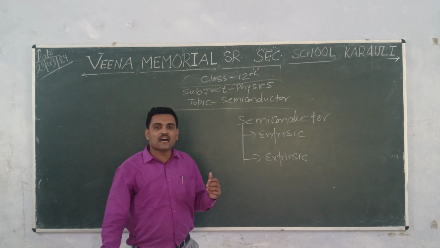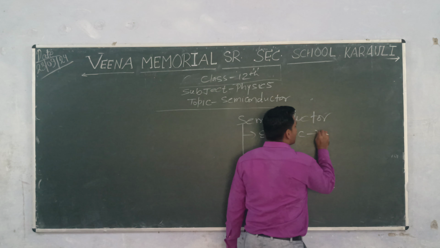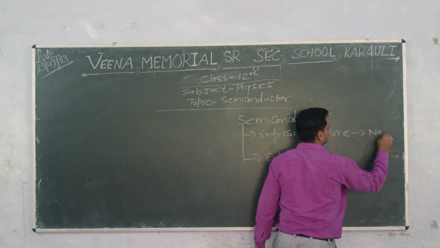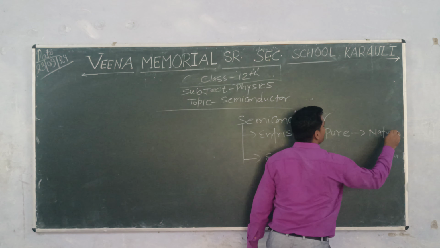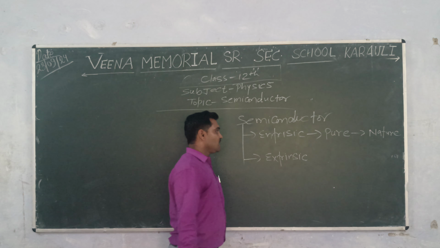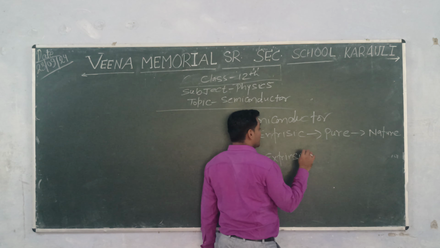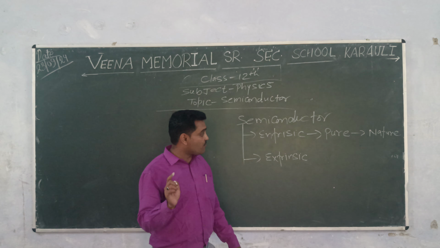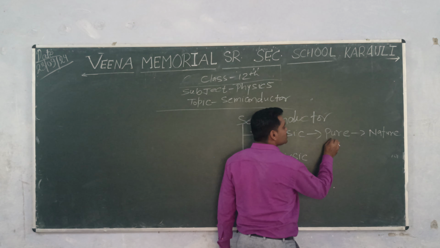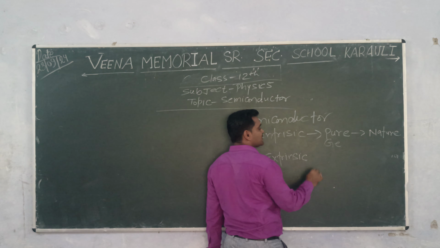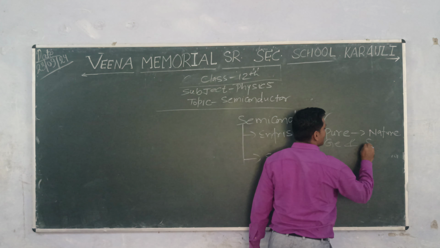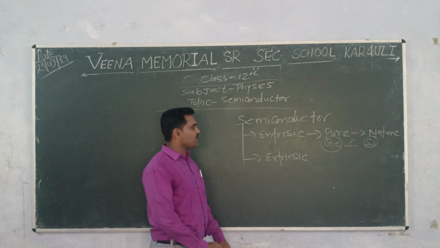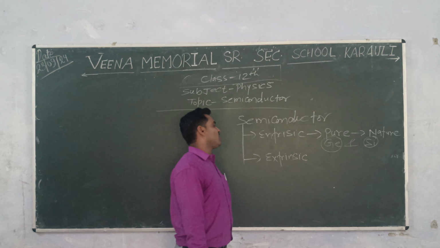Intrinsic semiconductors are those semiconductors which are obtained in pure form from nature. The examples of intrinsic semiconductors are elements of the group four of the periodic table. But the most common examples of intrinsic semiconductors are germanium and silicon.